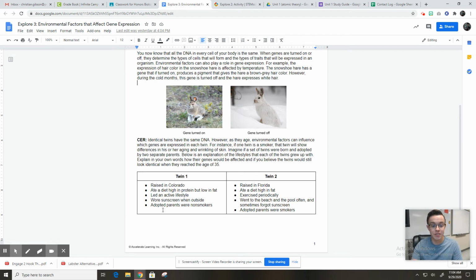So what you guys have to do is use a scientific explanation to explain in your own words how their genes would be affected. And your claim is going to be this. You're going to answer this question. Do you believe the twins would still look 100% identical, indistinguishable, when they reach the age of 35 after being exposed to these environmental factors for 35 years?